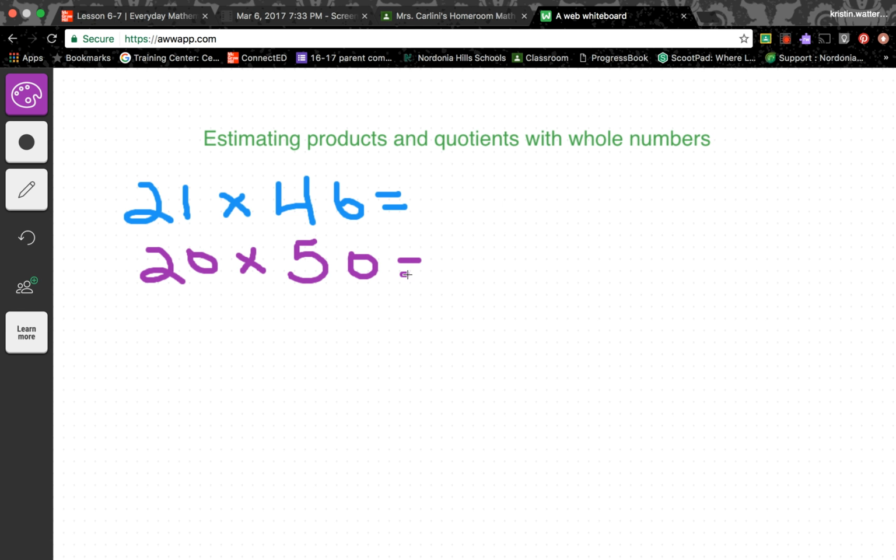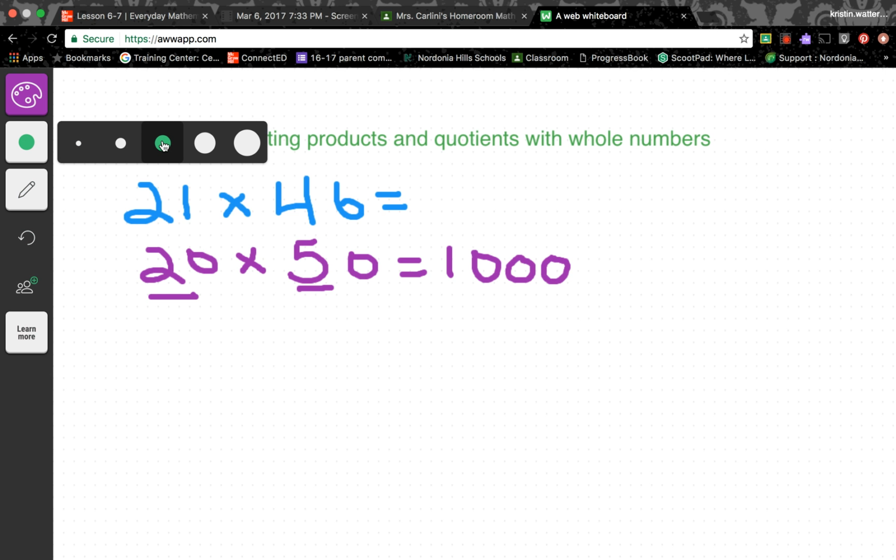Okay, so then we take our basic fact of 2 times 5, which we know is 10, and then we have 1 zero from our 20 and 1 zero from our 50 that we have to tack on to the end. So we get an estimate of 1,000. Okay, so let me try to give you another one.